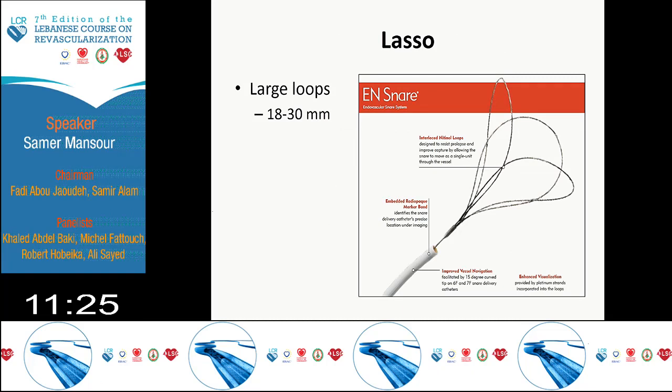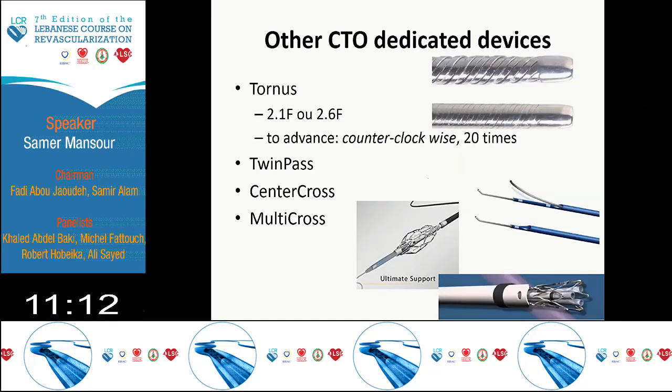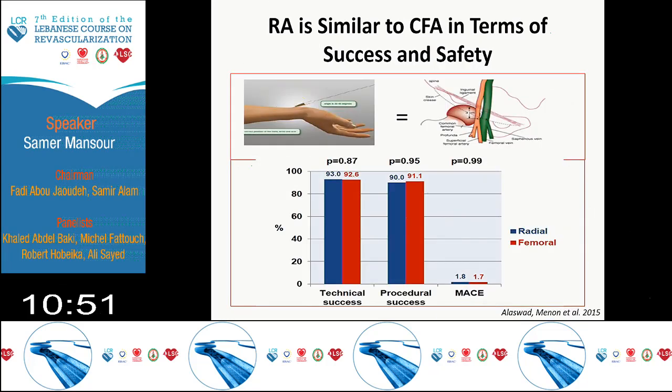If you are using retrograde and your wire gets into the aorta, you need to snare it. We use large loops, 18 to 30 millimeters, and the EN snare to snare the wire and bring it to the antegrade system, and externalize it. For balloon uncrossable lesions, there is an algorithm for that, but the Tornus could be helpful. We mainly use the 2.6 French. As you know, you advance it counterclockwise up to 20 times. The Twin Pass, as in the case that I showed yesterday, we can use it to re-enter using another wire. We can use it to access a side branch. It's very practical.